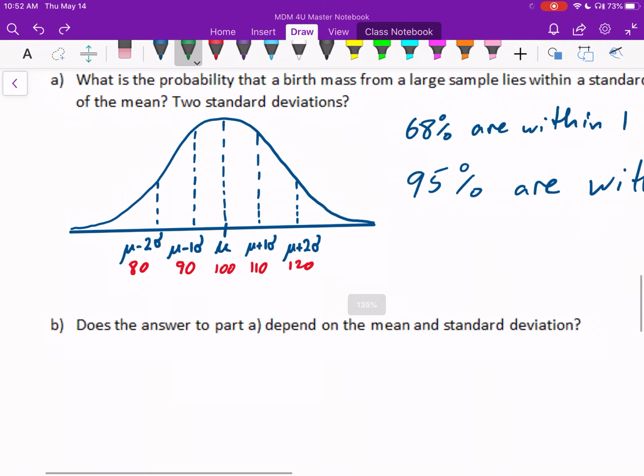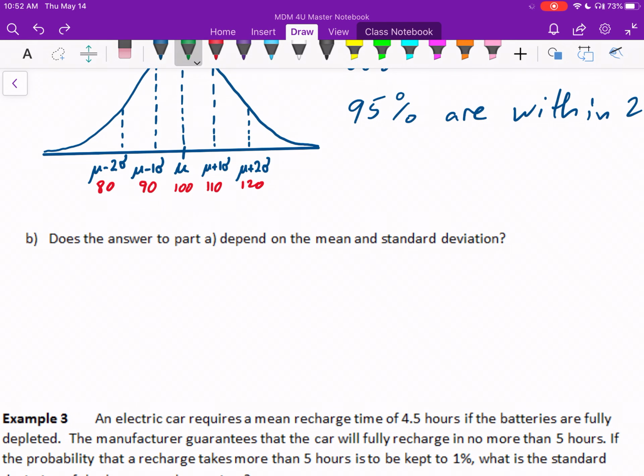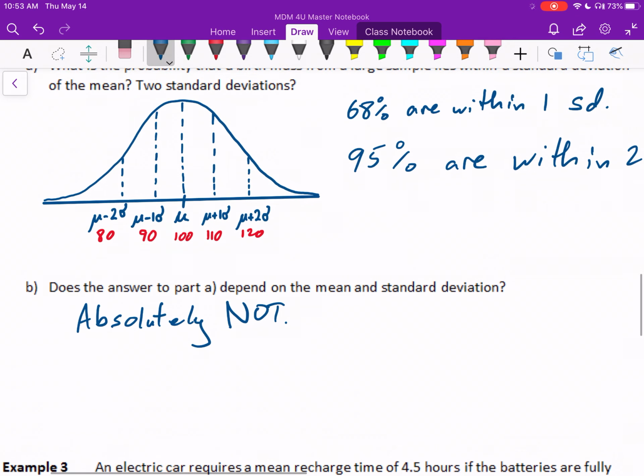So the answer to part B: does the answer to part A depend on the mean and the standard deviation? Absolutely not. The whole point of having a normal distribution means that as long as we know the mean and the standard deviation, we can plug in different numbers and it's going to follow the same pattern. It's all about the pattern, okay? So that is an important concept. The probabilities are the same for all normal distributions.